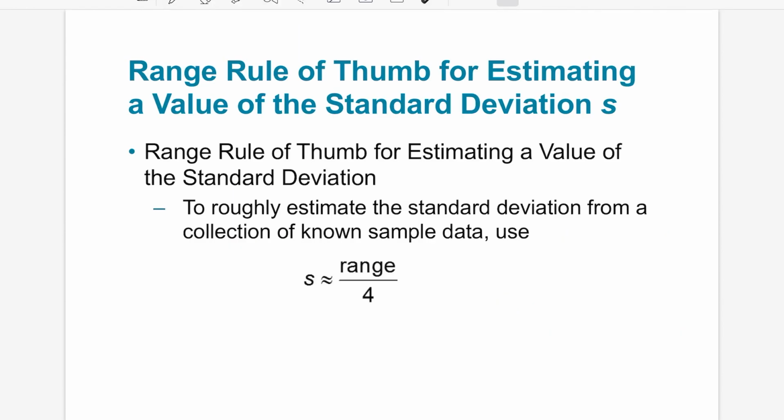When you want to roughly estimate the standard deviation, you can use this range rule of thumb. We take the range divided by 4 just to get a rough estimate of the standard deviation, which means we are going to take the maximum value minus the minimum value and divide it by 4.